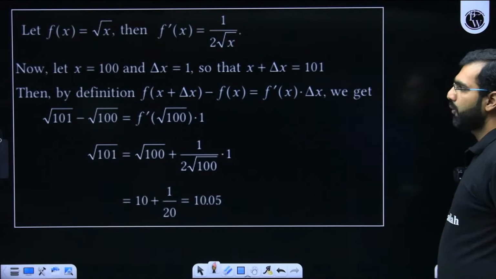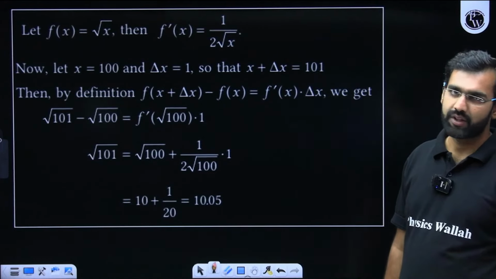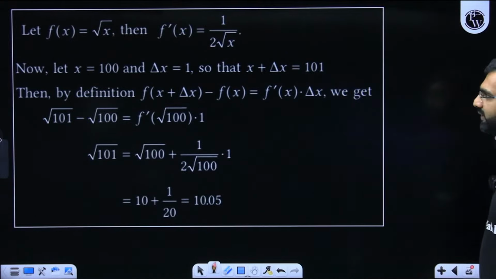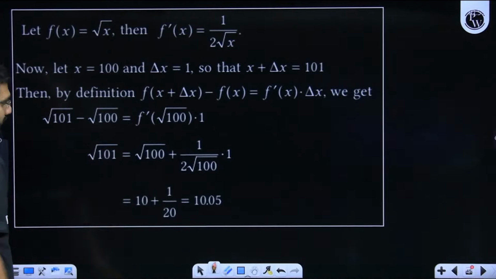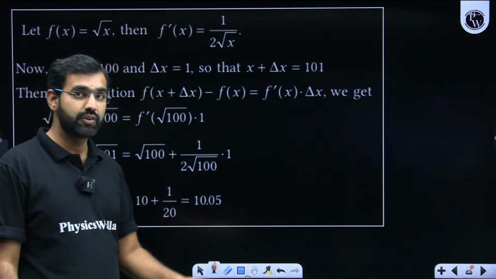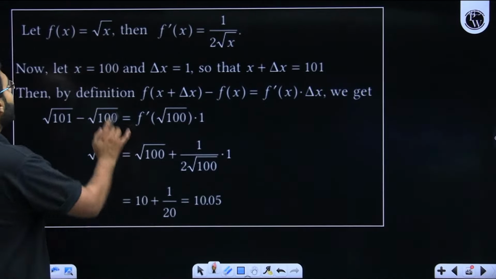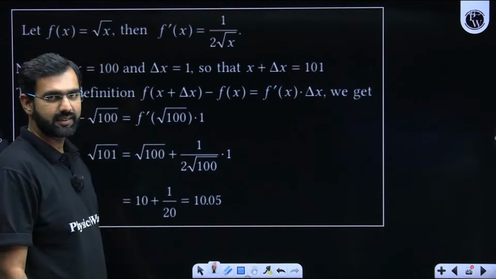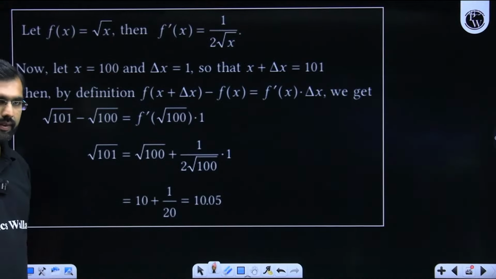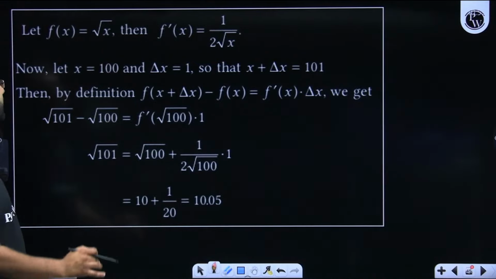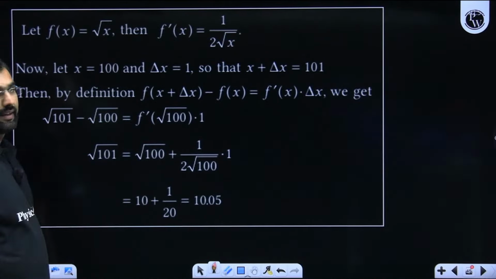Now here, how does approximation come into the picture? There are questions asked on approximation. Let's say they're asking you the approximate value of under root 101. How do we find it using differentiation? I can take a function f of x as root x. There I get f dash x as 1 by 2 root x. And then if I take x as 100, del x will be 1.